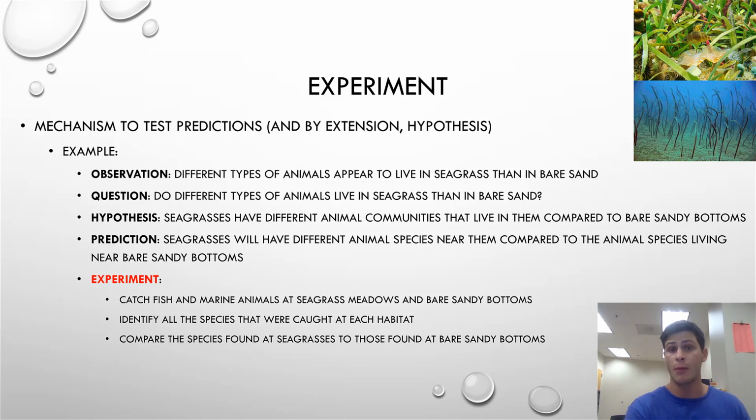Now, we catch all fish and marine organisms and animals at seagrass meadows and at bare sandy bottoms. Then we identify all of the species that were caught at each habitat. Finally, we compare the species and the animals that are found in seagrass meadows versus the species that are found in bare sandy bottoms. This is basically how we conduct our experiments in a nutshell.